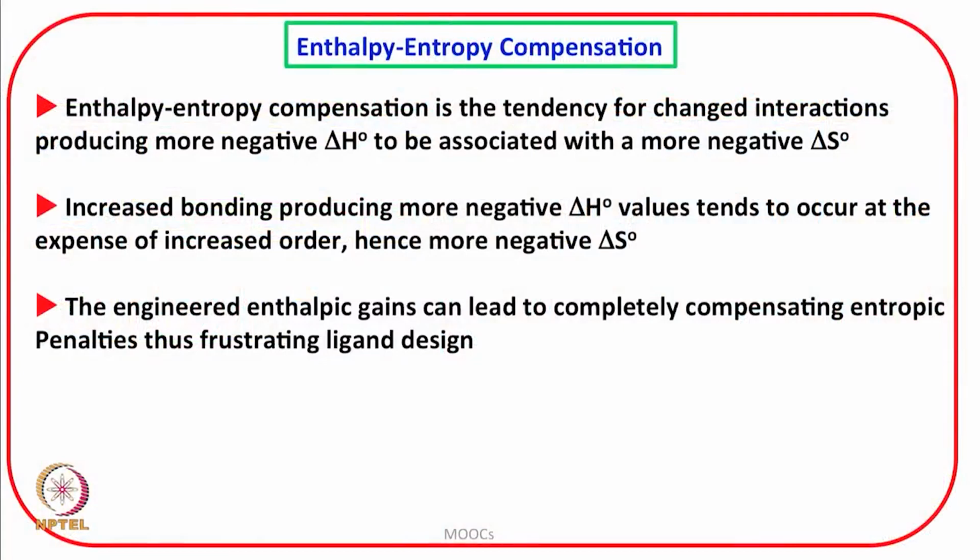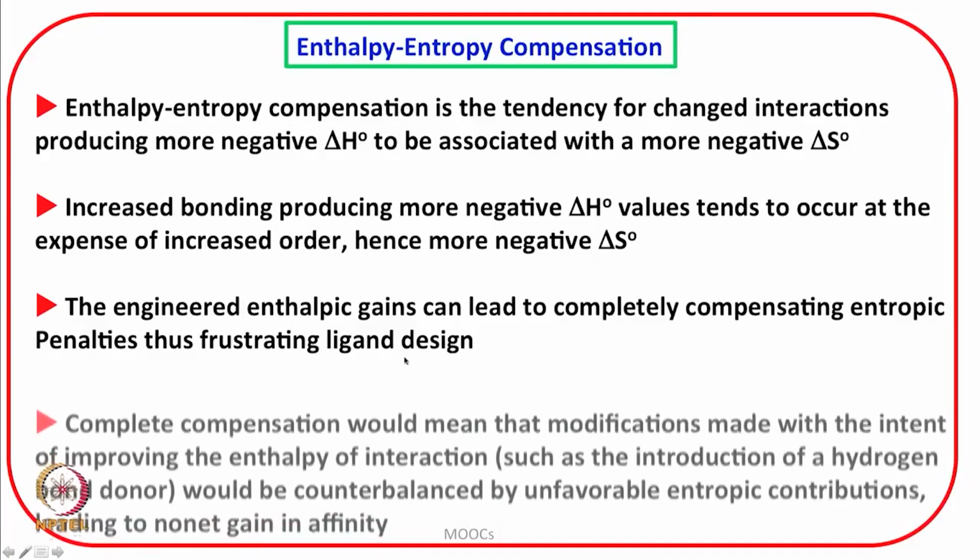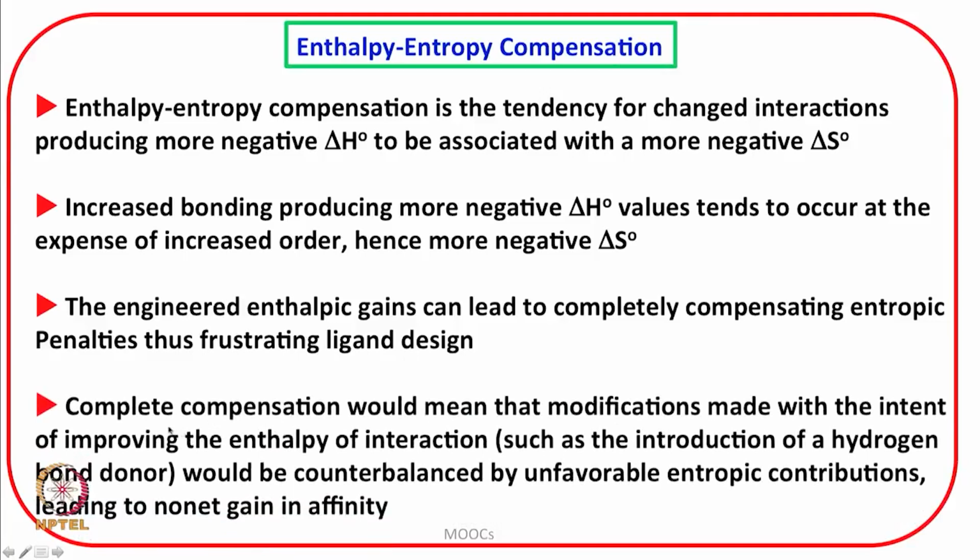Let us take a look at the next comment. The engineered enthalpy gains can lead to completely compensating entropic penalties, thus frustrating ligand design, and this is exactly the point that I was making. Next comment, complete compensation would mean that modifications made with the intent of improving the enthalpy of interaction, such as the introduction of a hydrogen bond donor, would be counterbalanced by unfavorable entropic contributions, leading to no net gain in affinity.